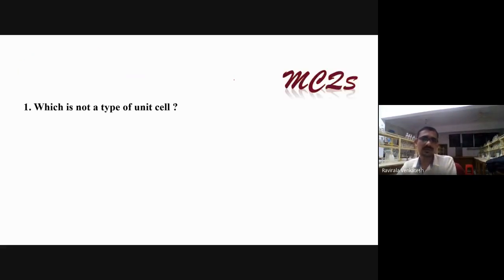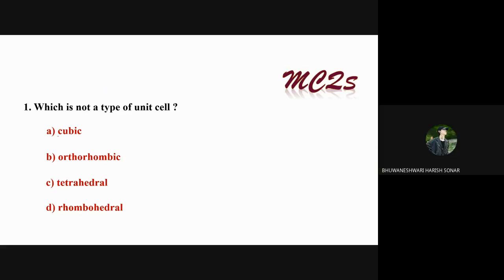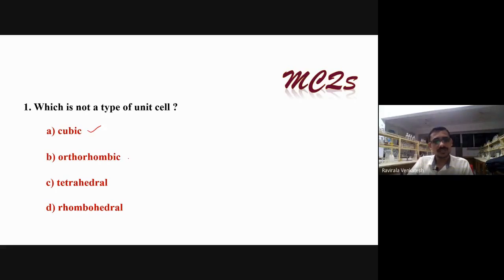We'll take some MCQs. Now you need to answer. All of you ready to answer now? Which is not a type of unit cell? Tell me. We have seen cubic, we have seen orthorhombic, we have seen rhombohedral, tetrahedral we didn't see until now, so definitely it will be tetrahedral only.